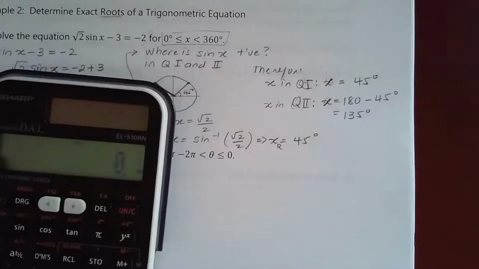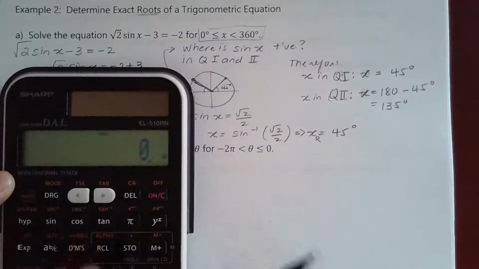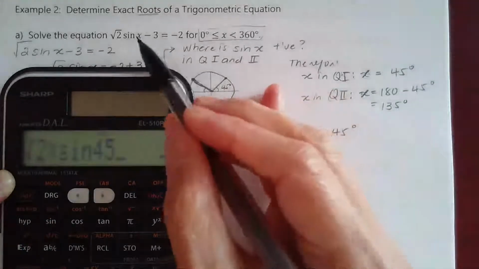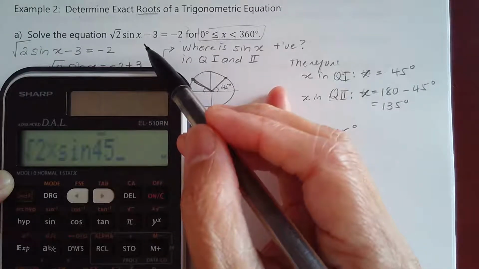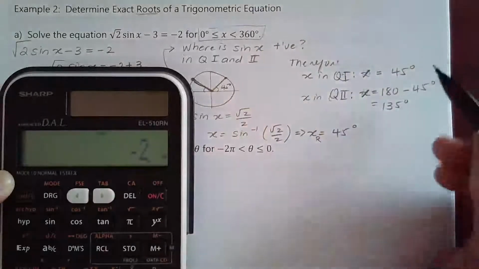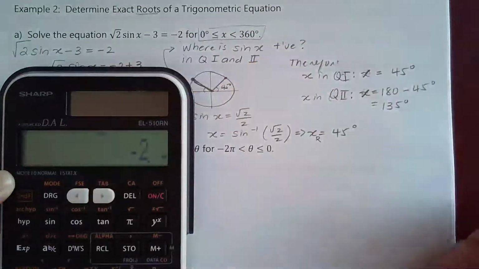So let's do that. I'll just do everything on my calculator. Square root of 2 times sine of 45 degrees, and then minus 3. That gives us -2 when I substituted that onto x, and it's correct. The left side is equal to the right side.